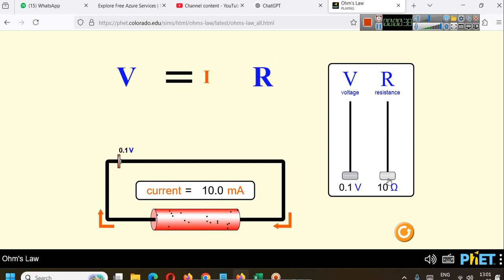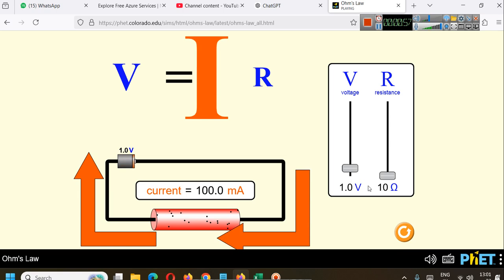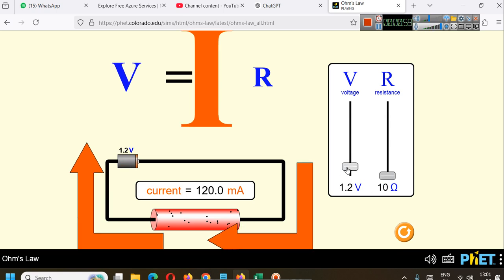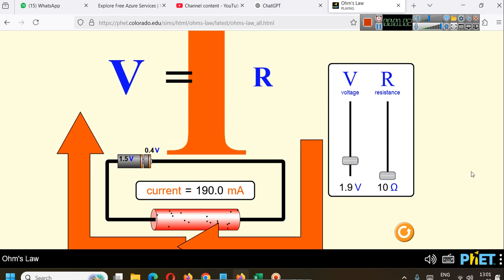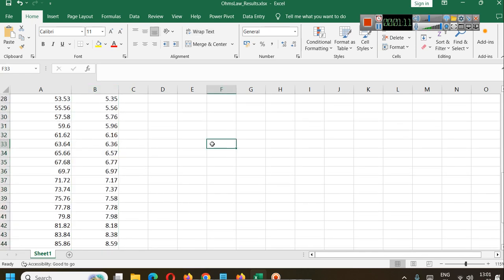You can keep the resistance value around 10 ohms and keep increasing the voltage, and for every voltage that you use you can note down the value of current. You will see that as you increase voltage, current will also increase. If you keep the resistance constant, you can conduct this experiment and measure all the currents. So after running the experiment on a circuit, we save these values.